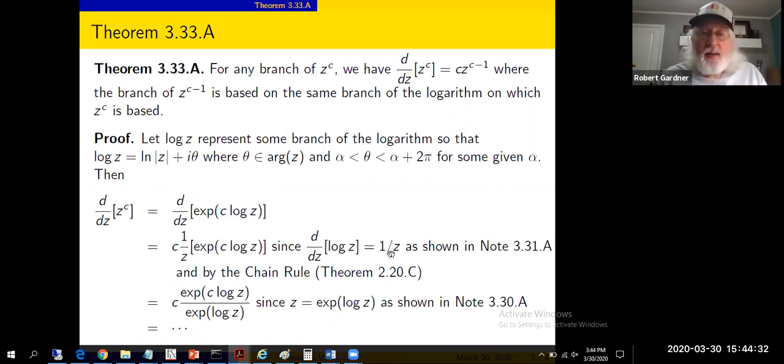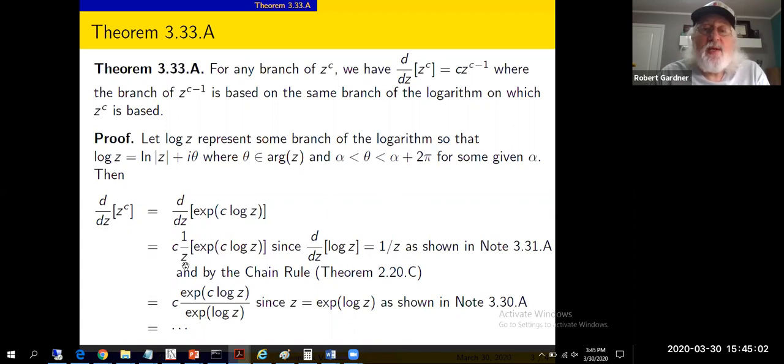Maybe a passing comment here. The differentiation formula doesn't work unless you had taken a branch of the logarithm of this type form. You can't include either of these endpoints, alpha or alpha plus 2 pi, or it's going to destroy this differentiation. So more motivation for making a branch cut and eliminating certain values of the argument. So chain rule will produce this along with our knowledge about differentiation.